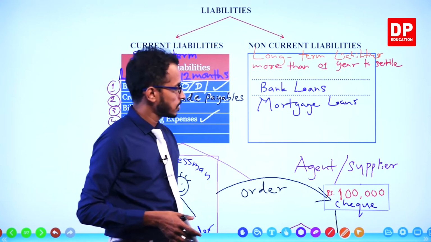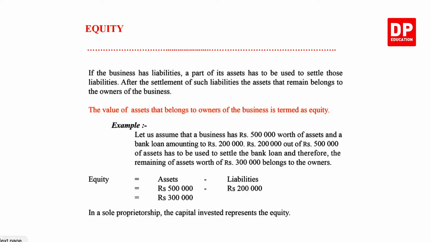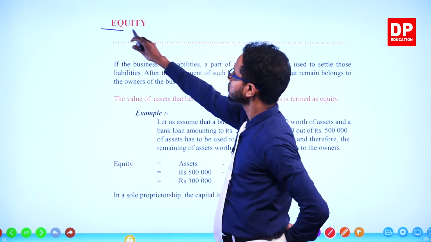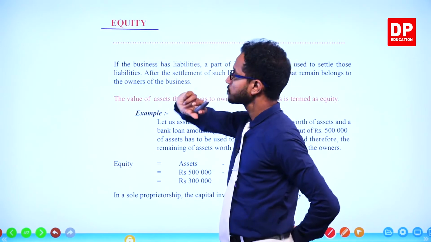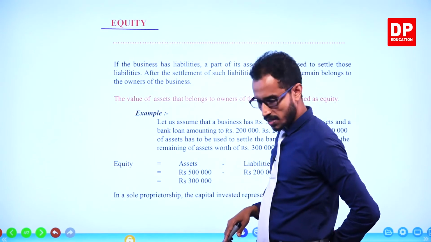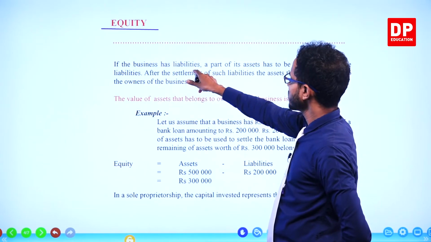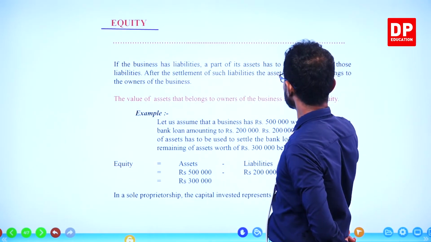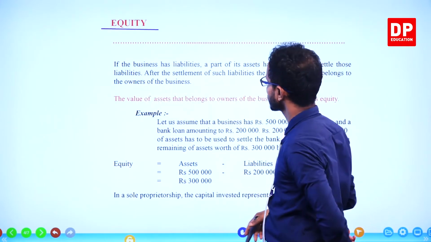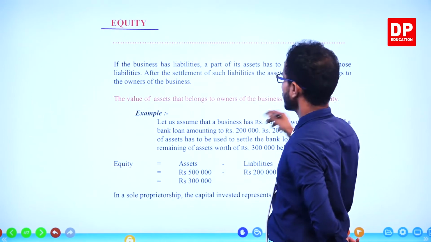All right. Current liabilities, non-current liabilities. We are moving on from liabilities to equity. Let's see whether the definition is given. If the business has liabilities, a part of its assets has to be used to settle those liabilities. After the settlement of such liabilities, the assets that remain belong to the owner.